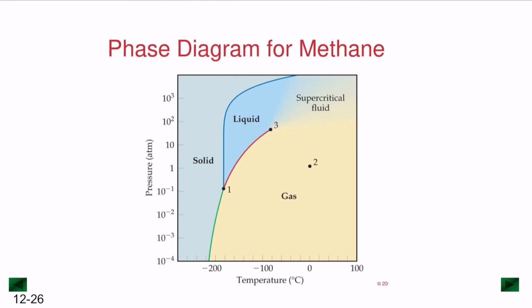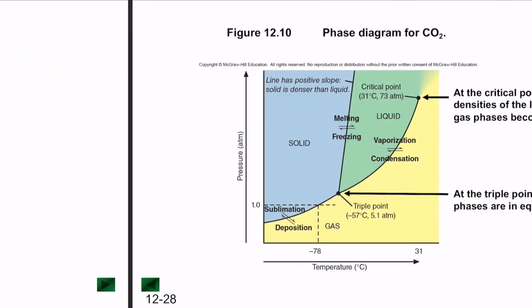So let's look at other phase diagrams. This is the phase diagram of methane, where you notice that you have a supercritical fluid. A supercritical fluid is what you get once you cross the critical point, where the material behaves like a liquid and a gas at the same time. That mixture is generally called a supercritical fluid.